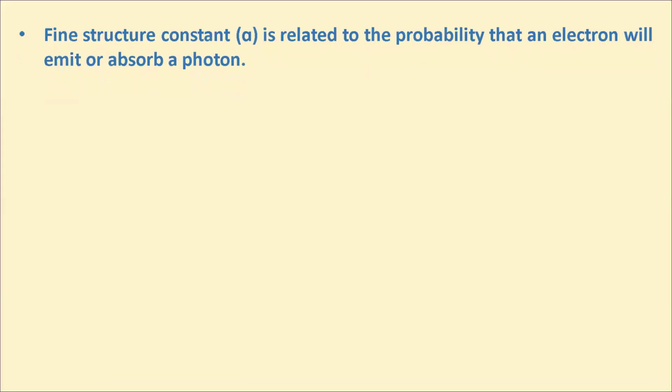In this lecture, you will see about the fine structure constant and its derivation. It is related to the probability that an electron will emit or absorb a photon. So it is something very important, and also this constant is very famous.